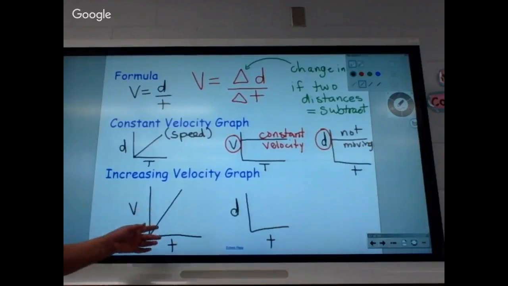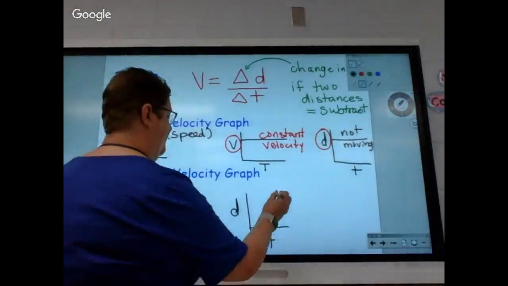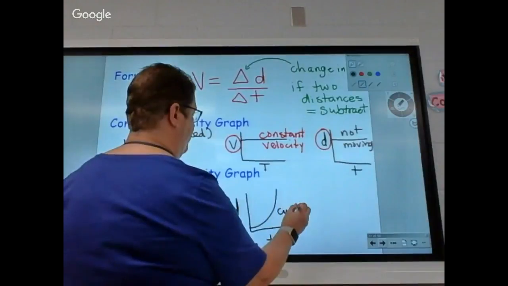Well, I can't draw it that way or it'll be constant speed. No curve.